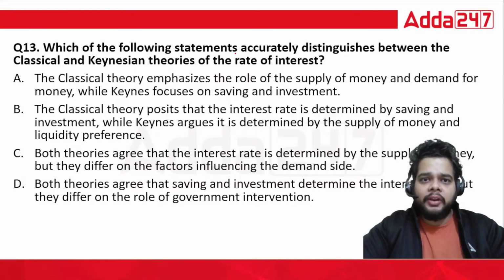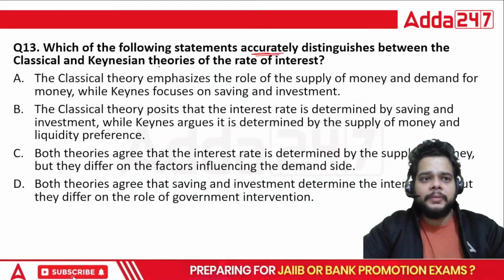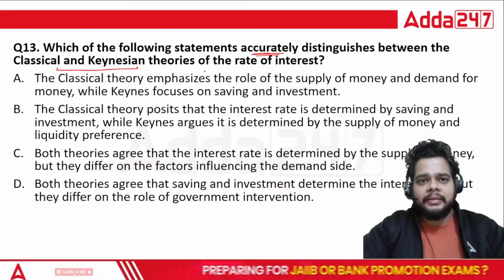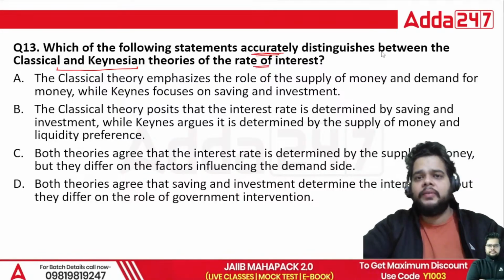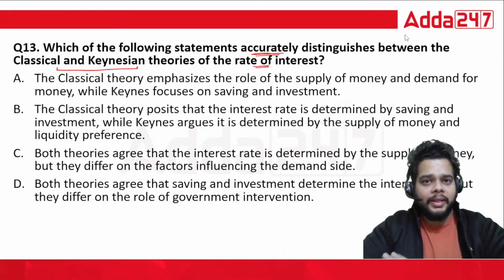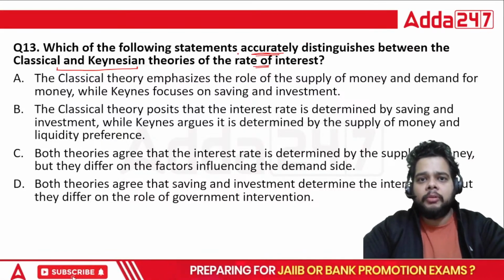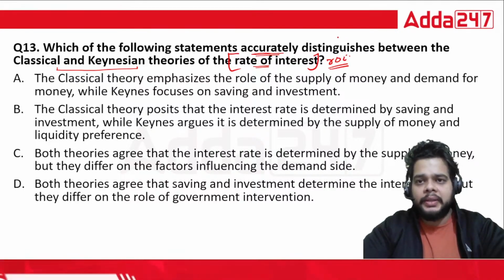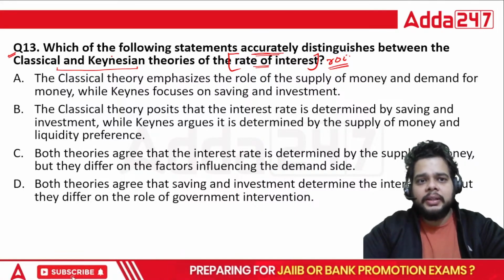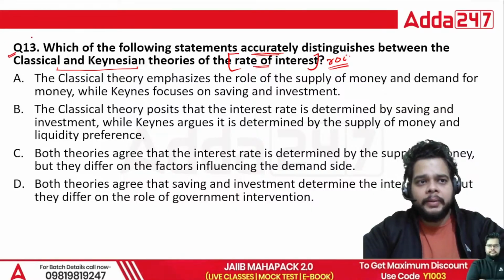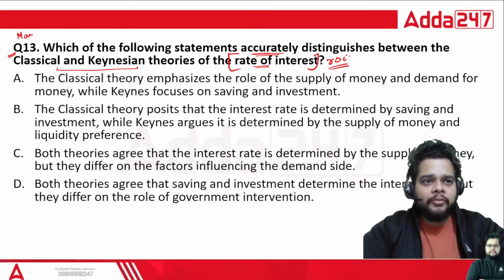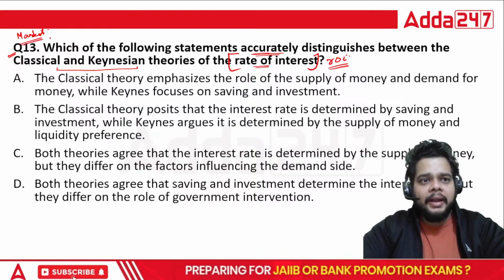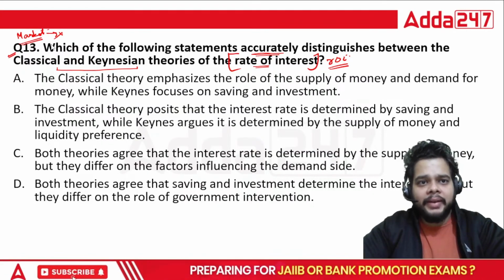Then we have, which of the following statements accurately distinguishes between the classical and Keynes theories of the rate of interest. Whenever we talk about these two theories, one thing is common: we are talking about the rate of interest. How we arrive at a particular rate of interest is the area of interest for these theories. The classical economists talk about a scenario where market forces must be present and there is no need for government intervention.